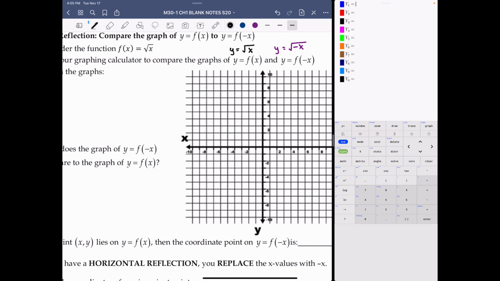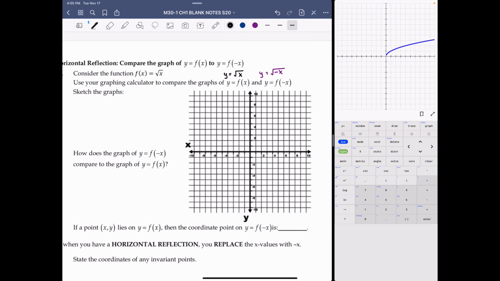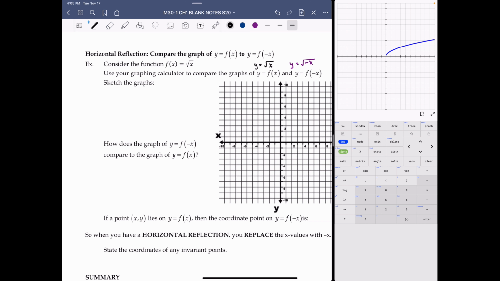Let's start by graphing f of x, which is the square root of x. And here's what we get. I don't think this calculator will show my x-intercept, but that's okay. We can also do a table of values for f of x equals square root of x, x and y.